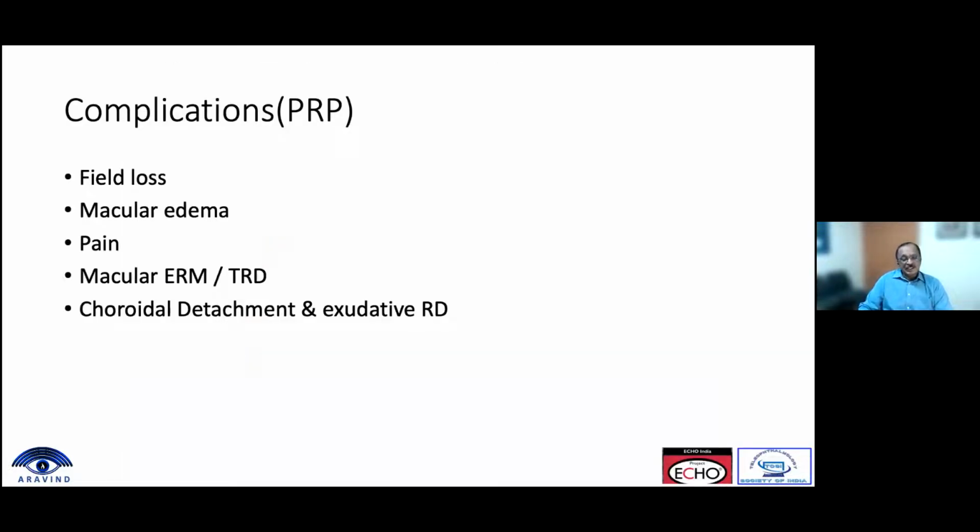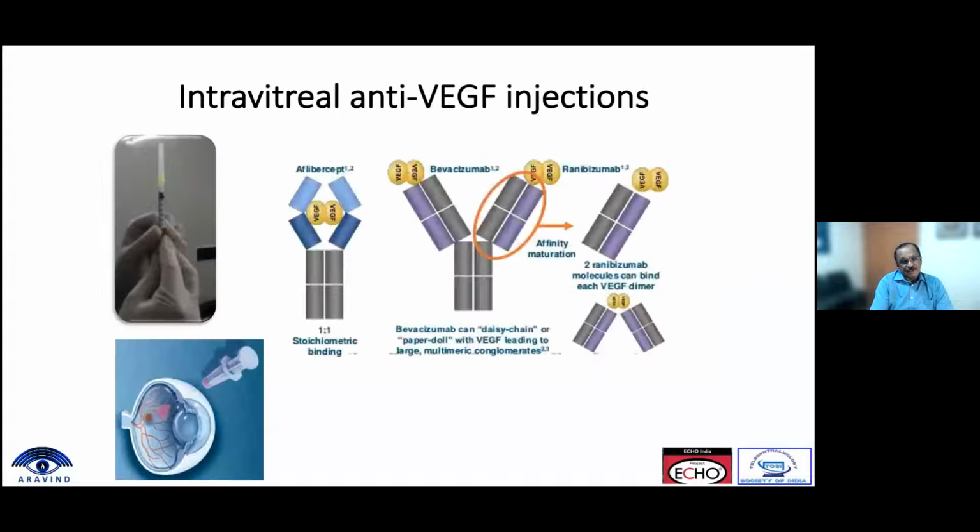So what are the complications of pan-retinal photocoagulation? The most important is the field loss, and macular edema: patients may develop diabetic macular edema because of the overheating and the inflammation created by the pan-retinal photocoagulation. Sometimes patients may experience pain, and extensive laser can sometimes cause a macular epiretinal membrane, and in the presence of fibrous proliferation could lead to a tractional retinal detachment. Sometimes a single sitting of PRP could lead to a choroidal detachment or exudative retinal detachment in certain select cases.